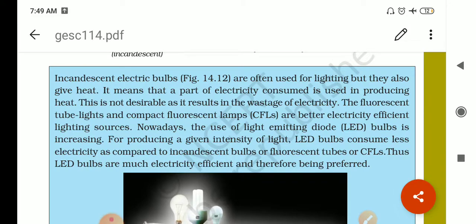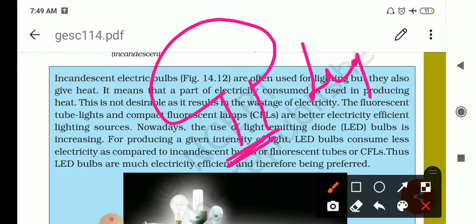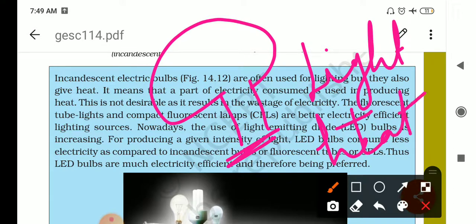Incandescent electric bulbs are often used for lighting, but they also give off heat. It means that a part of the electricity is consumed as heat. Actually, bulbs are used for light, not for heat. If a bulb is also giving heat along with light, which is not required, it is wasteful.